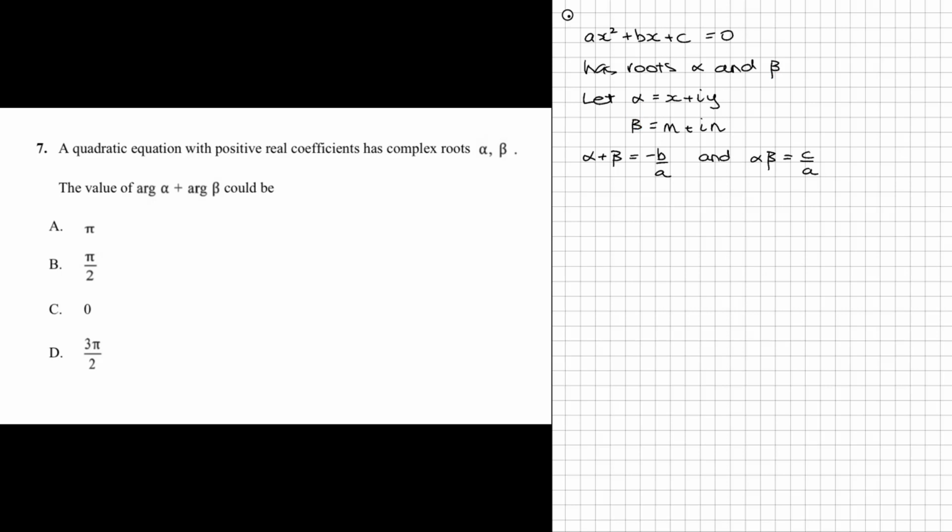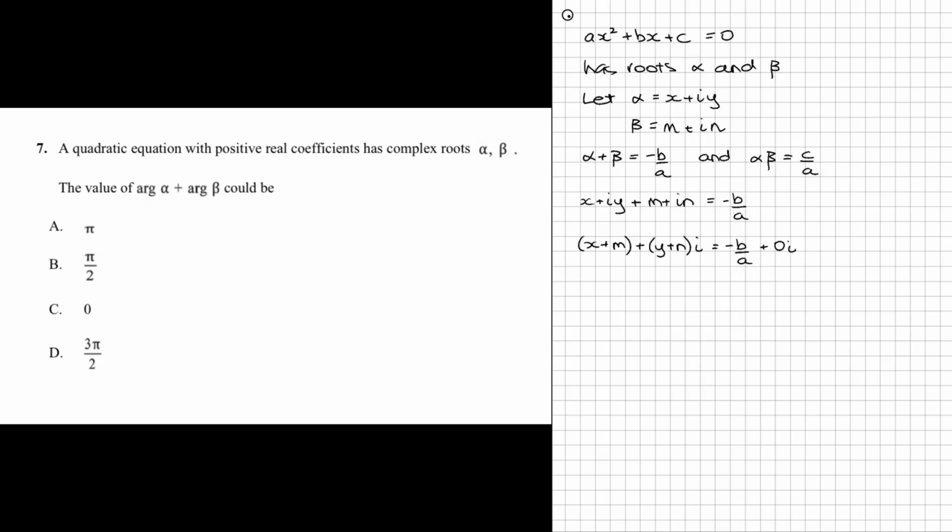So if I just add up our alpha and beta, we'll have x plus iy plus m plus in, so that's alpha plus beta, will be equal to negative b on a. And now I'm just going to bring the real and imaginary parts together. So we'll have x plus m plus y plus n i will be equal to negative b on a. And remember, b and a are both real numbers because all our coefficients were real. So if I want to write this in complex form, I can say it's negative b on a plus 0i. Or in other words, I've got no imaginary part, or 0 times the imaginary number.